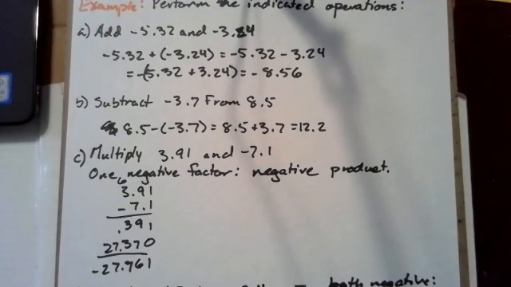Subtract negative 3.7 from 8.5. That's 8.5 minus negative 3.7, but then I can just change that negative 3.7 to a positive 3.7. So that's 8.5 plus 3.7, and that's 12.2.